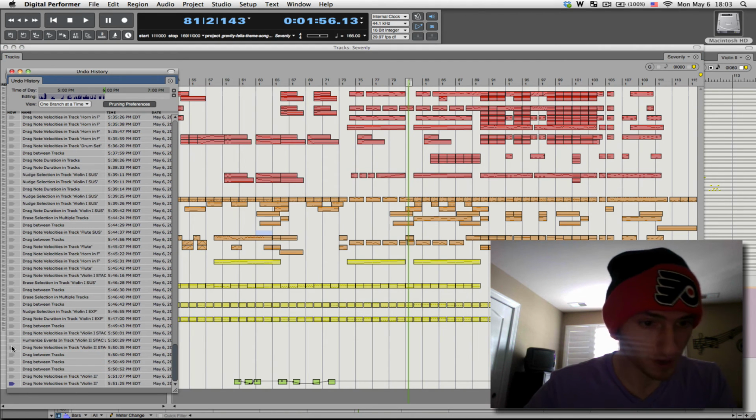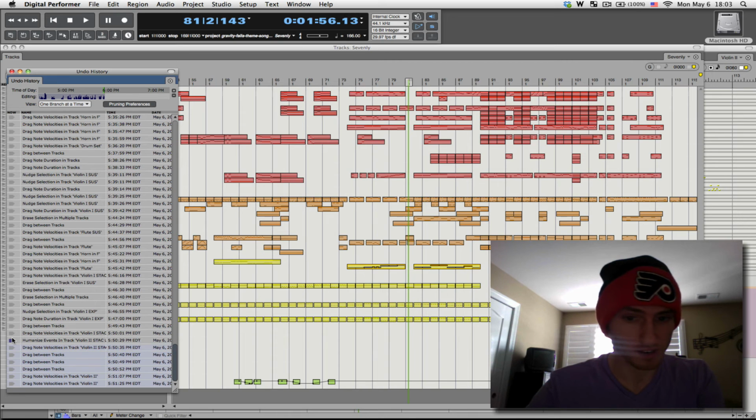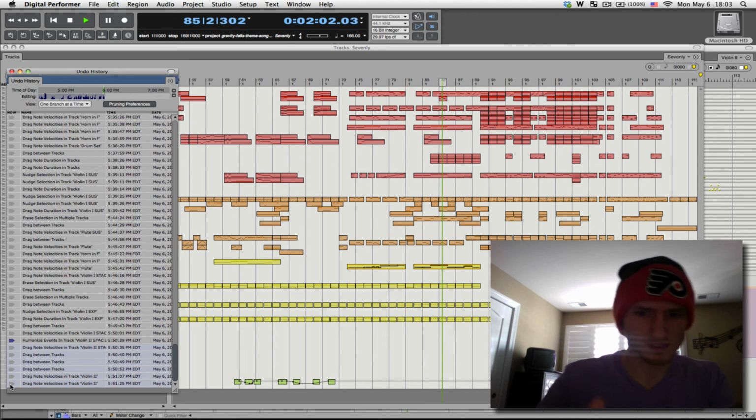So here's the before and after. I'll do it again. Okay, before. After.